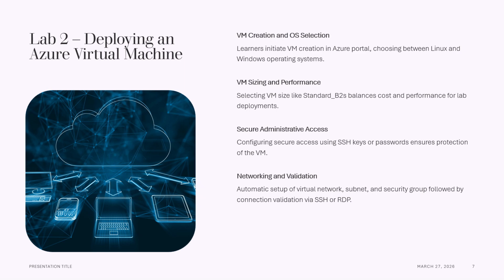Secure administrative access: configuring secure access using an SSH key or password ensures protection of the VM. Networking and validation: automatic setup of virtual network, subnet, and security group, followed by connection validation via SSH or RDP.